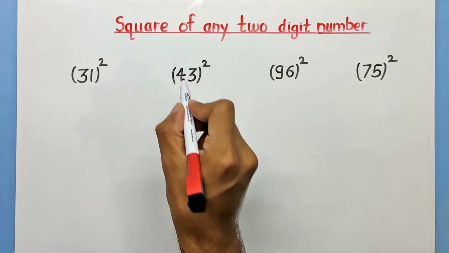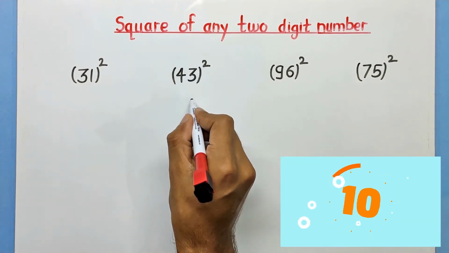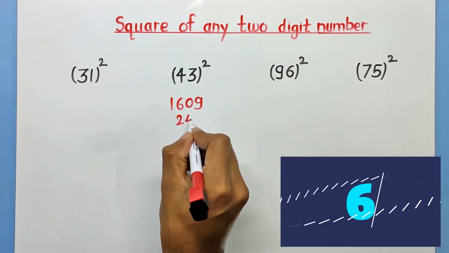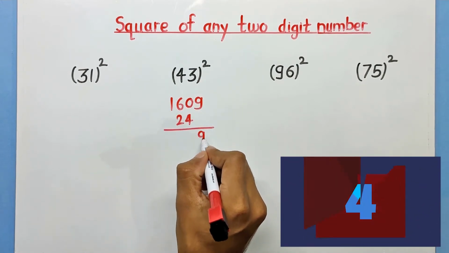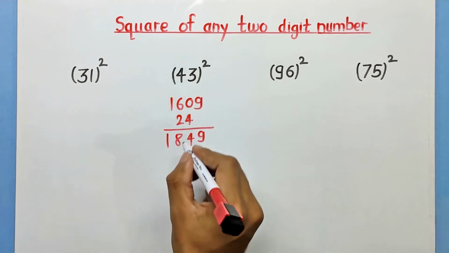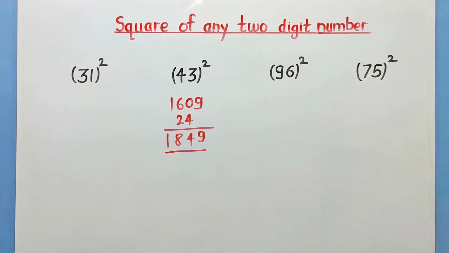Hey there, can you find the square of 43 in just 10 seconds? The answer to this is yes, the square of 43 is 1849. You could also find this in 10 seconds. Let me show you how.